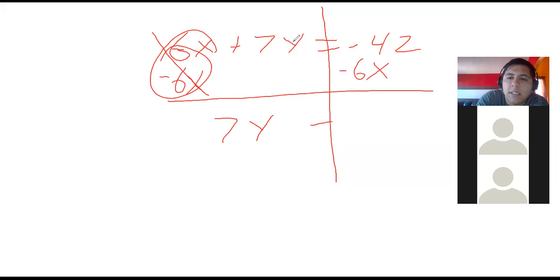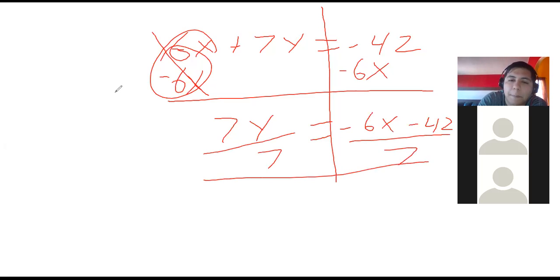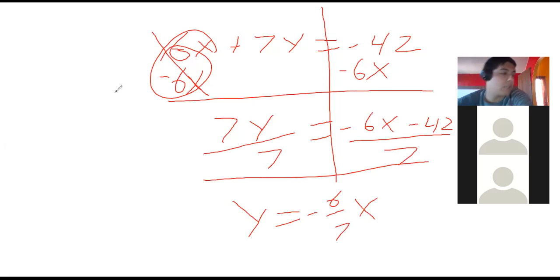So we got 7y is equal to negative 6x minus 42. Okay, so that's what we got so far. Now we want to cancel out that 7. So you would divide by 7? Right. So we're going to divide both of these by 7. And here's the thing. 6/7, that would be a fraction, so we could just leave it like that. Makes things easier. But what about negative 42 divided by 7?